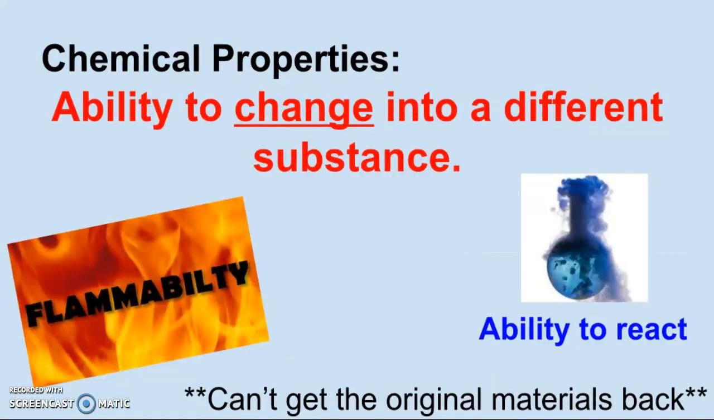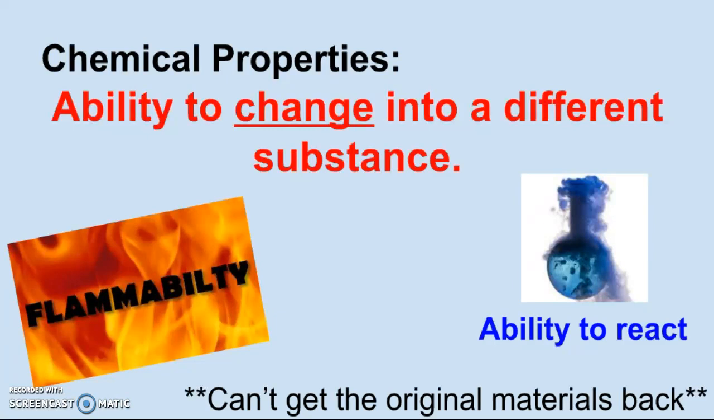Then you have chemical properties. So this is a substance's ability to change into a different substance. So examples are flammability and its ability to react. Think about if you have baking soda and you mix it with vinegar, you get this reaction that produces carbon dioxide. Or if you have a piece of metal, it reacts with the oxygen in the air and it gets rust, a new different substance.